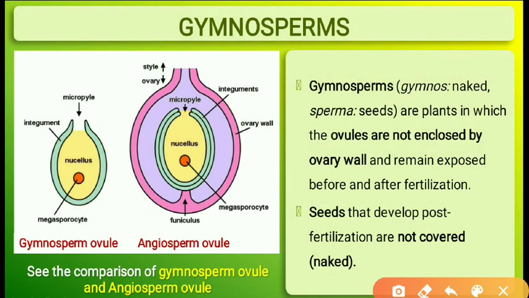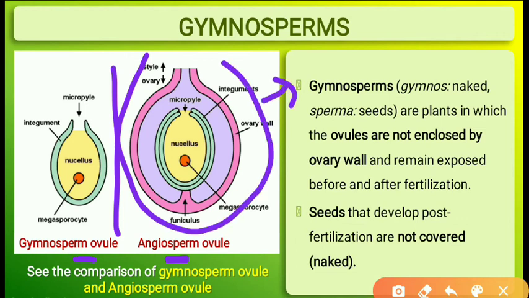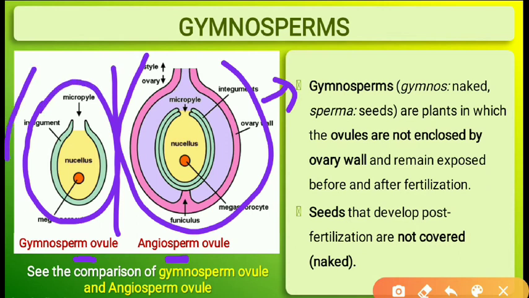Gymnosperms have naked seeds in which the ovule is not enclosed by ovary walls. Here the gymnospermic ovule and the angiospermic ovule are given to show the difference. The angiospermic ovule has an ovary around it, and this ovary converts into the fruit wall after fertilization, and the ovule is converted into the seed. But in the gymnospermic ovule, the ovary is not there, so only the seed forms from the ovule.